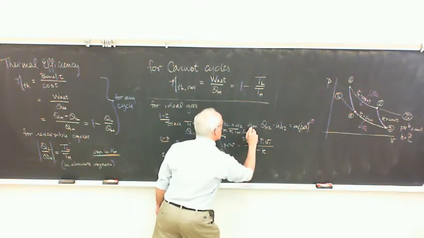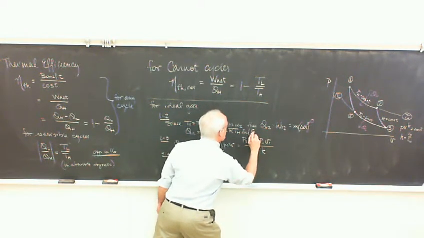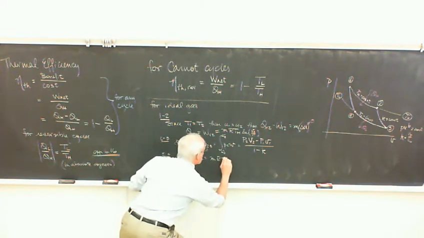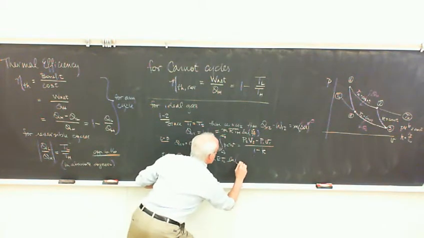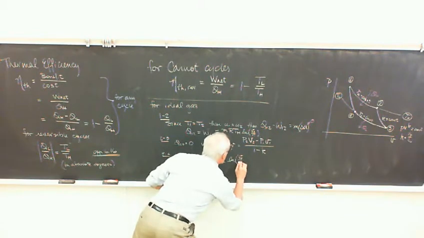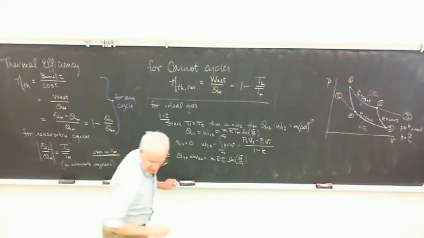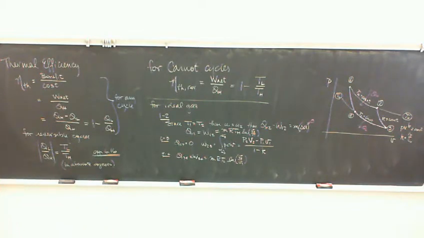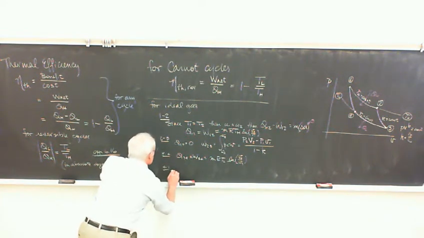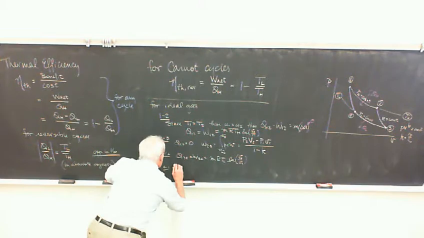MRTH and the log of V2 over V1. And then this is the same kind of thing, only at the low temperature. V4 over V3. And then the last little bit is exactly the same as the other one was, just going in the other direction.